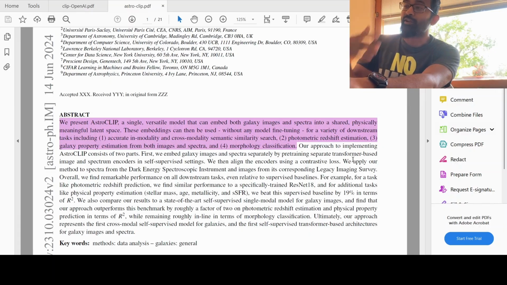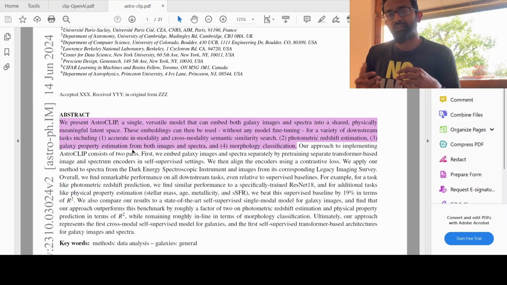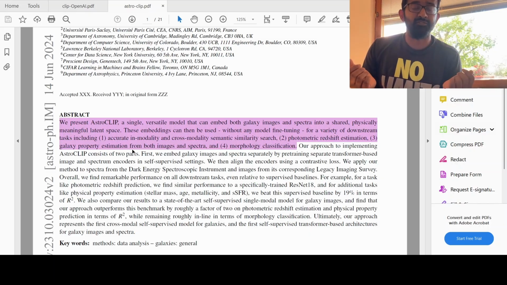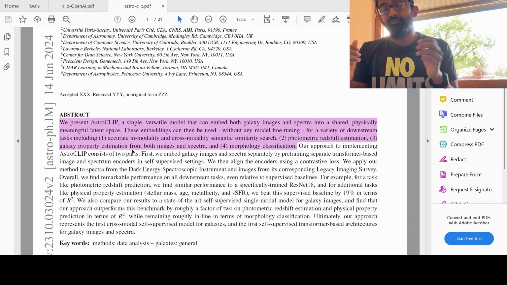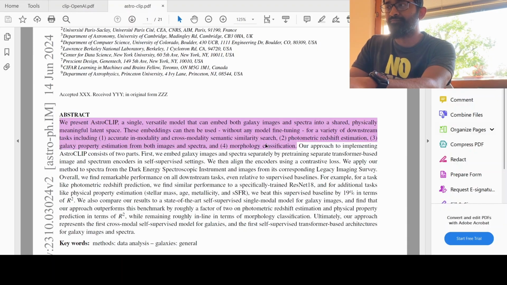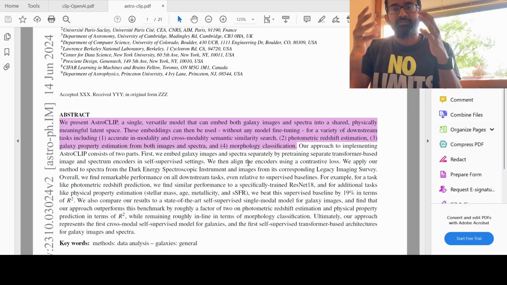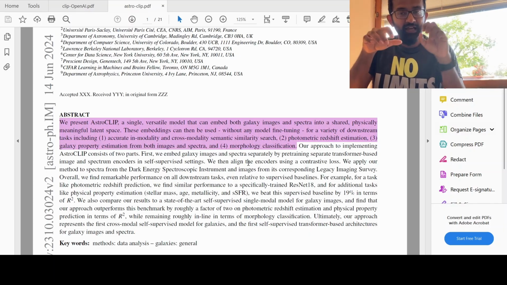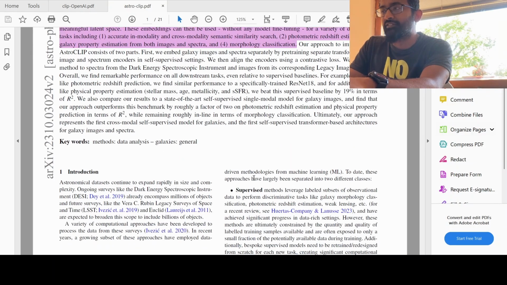Oh my God, this video is going to be long. Photometric redshift estimation and galaxy property estimation. What they essentially show is something like the stellar mass of the galaxy, and the star formation rate in the galaxy, just from the images and spectra. And then some classification, whether the galaxy has bulges, is disc-like, has a bar-like shape, and so on.